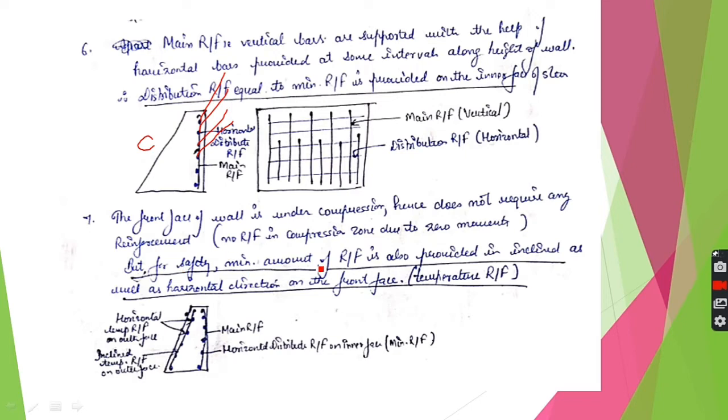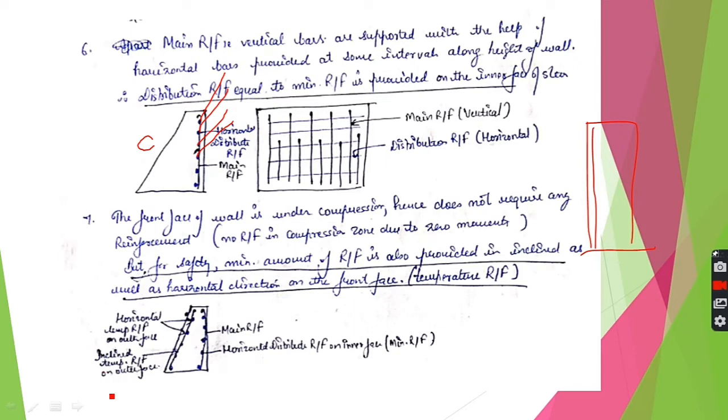So minimum amount of reinforcement is provided in inclined, or if your cantilever wall stem is vertical on both sides, then this reinforcement will also be vertical. Here I have written inclined because this face is inclined. So minimum amount of reinforcement is also provided in inclined as well as horizontal direction on the front face. So this is the inclined reinforcement provided along the height of the stem, and these are the horizontal reinforcements, and these are calculated as the minimum amount of reinforcement.